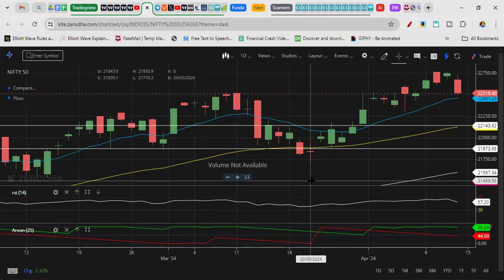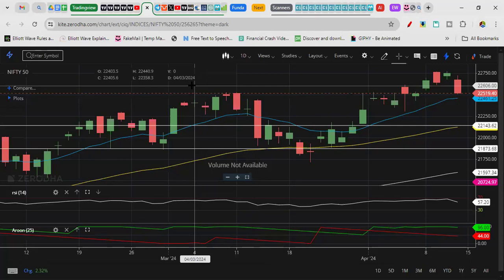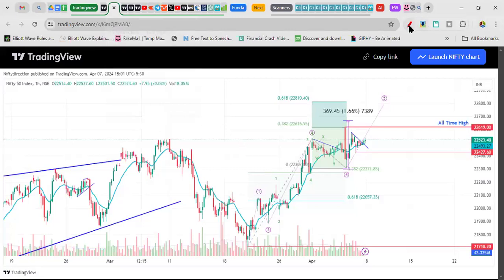So we will first discuss Elliott Wave and then we'll discuss price action indicators. This will be a very quick video in which we'll try to understand Nifty's move for the next whole week. So this is the chart from last week that we discussed.